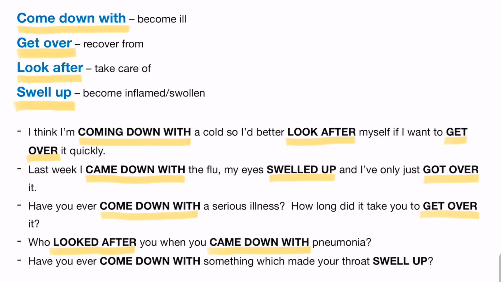So with pneumonia, you don't pronounce the P, but you just start with the N and you say pneumonia. And what is pneumonia? Pneumonia is a disease of the lungs. Usually it comes when you get very, very cold and your lungs start filling with water, and it's actually very dangerous. You can die. That's the pronunciation of pneumonia. Have you ever come down with something which made your throat swell up? For example, if you have some kind of allergy, your throat can actually swell up. It's very dangerous, then you can't breathe.